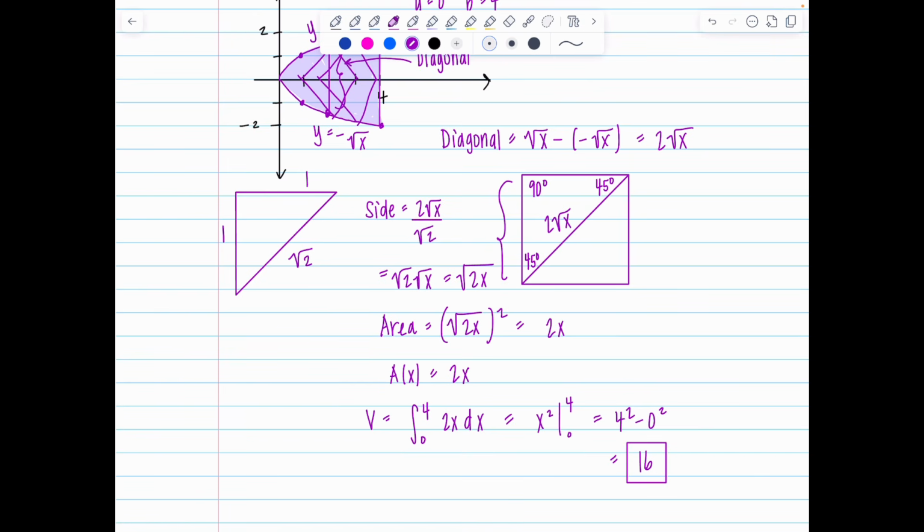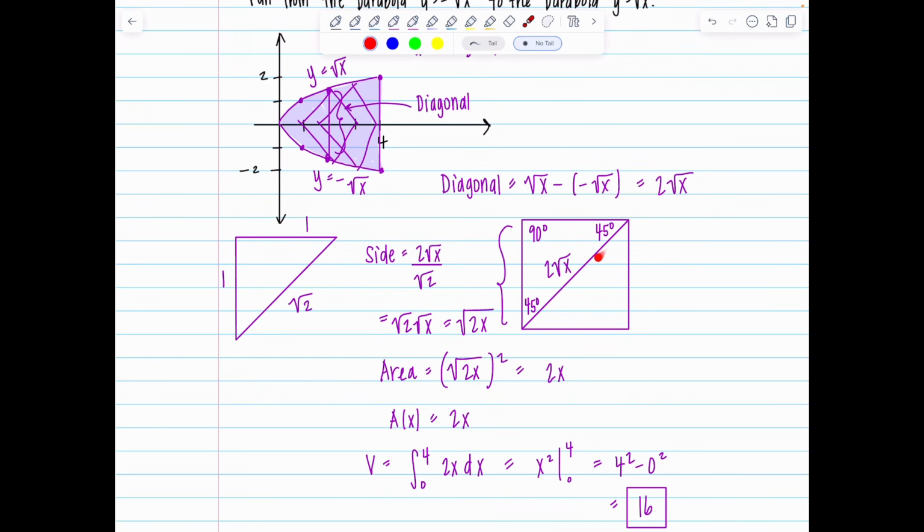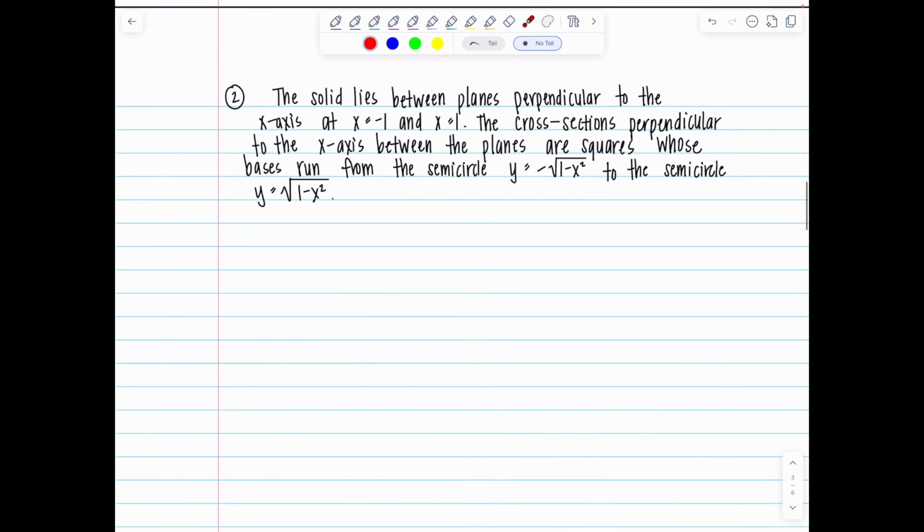The only thing I think that was tricky about this one is 2 rad x was the length of the diagonal. So then to find the length of a side, you have to divide by square root of 2. Okay, very good. Next example. The solid lies between planes perpendicular to the x-axis at x equals negative 1 and 1. And then the cross sections perpendicular to the x-axis between the planes are squares.